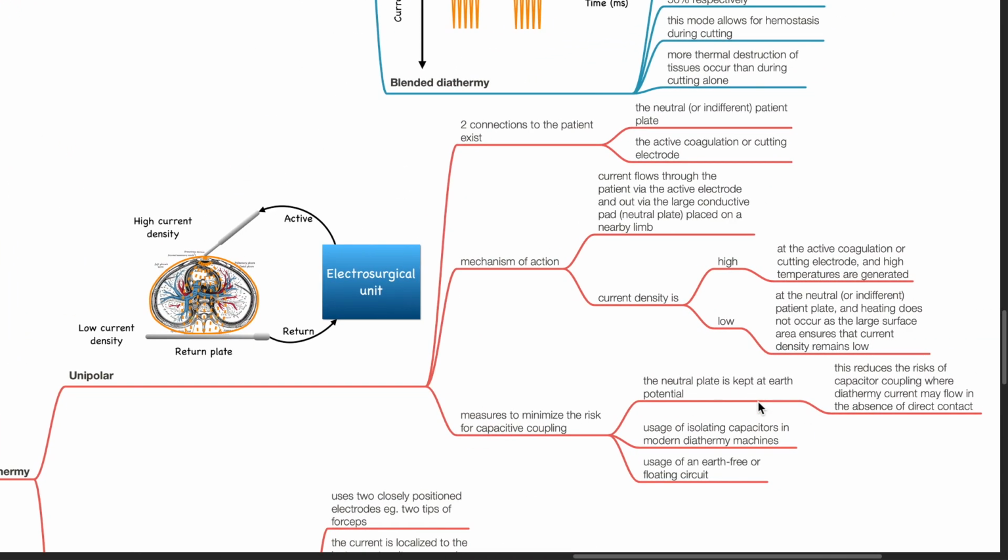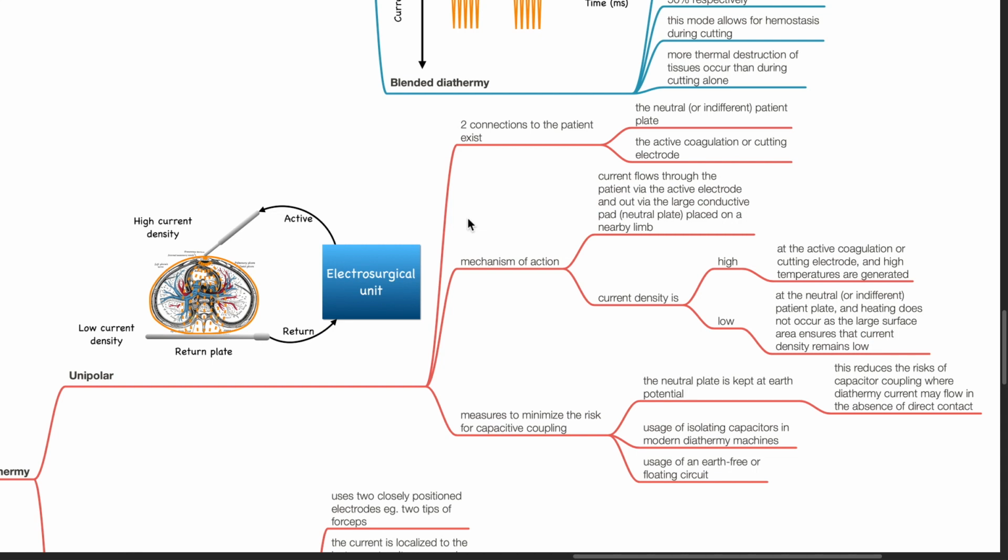For unipolar diathermy, two connections to the patient exist, the neutral or indifferent patient plate and the active coagulation or cutting electrode. Mechanism of action. Current flows through the patient via the active electrode and out via the large conductive pad placed on a nearby limb.